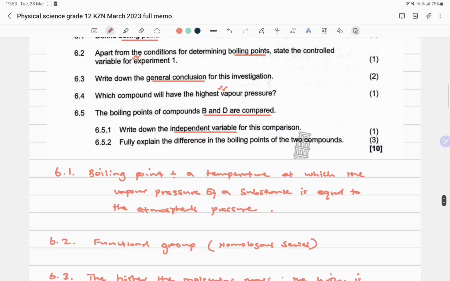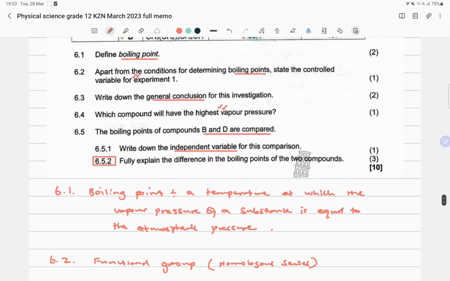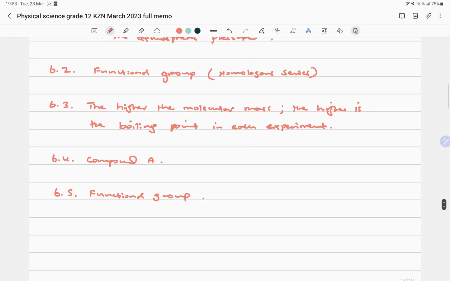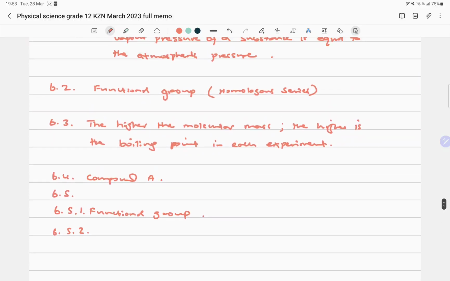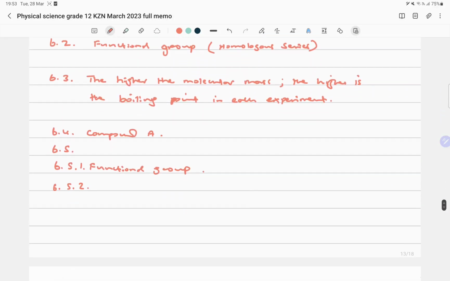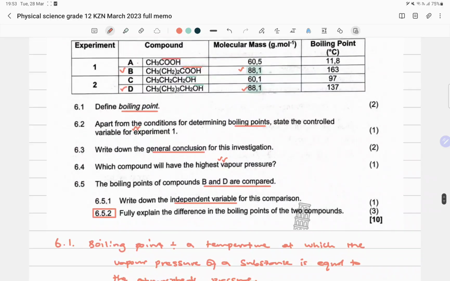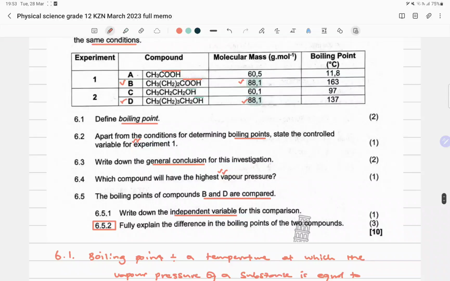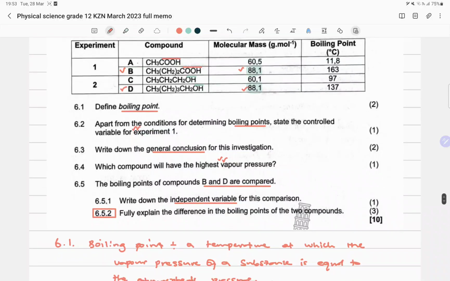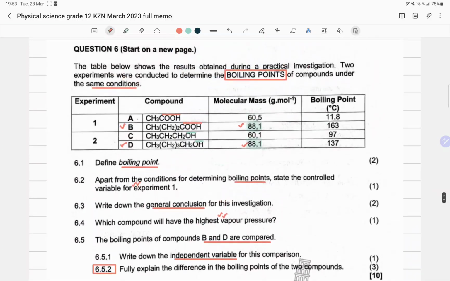Now, fully explain the difference between the boiling points of the two compounds. I hate this question, but we're going to do it. So this was 6.5, this is 6.5.1, okay? 6.5.2. Do I have enough space? No. And yeah, I knew I was going to run into problems. Okay guys, let's have a look. I'm going to point out a few things here. Let's say a compound. Now, I'm going to use D to compare to, I'm going to use B to compare to D.